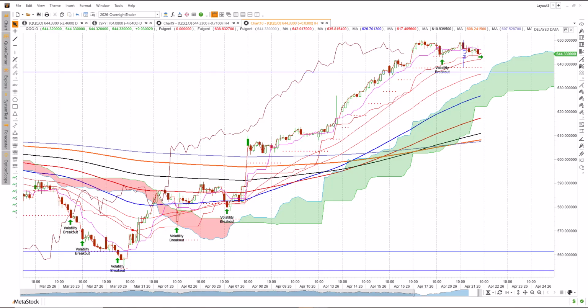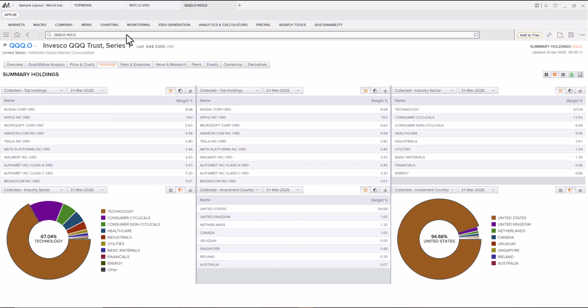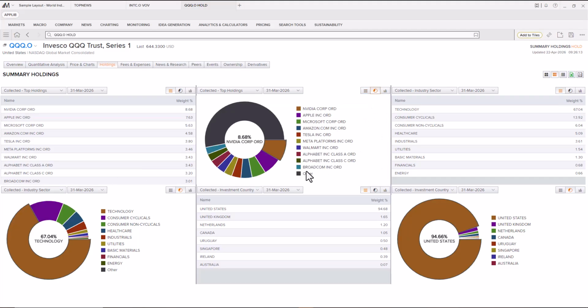Now just be aware that when you trade the ETF here, just be aware of the weighting, so you have an idea as to what the news flow of the large cap stocks that make up a big chunk of the index. Nvidia 8.6%, Apple 7.6%, Microsoft 5, Amazon 4, Tesla 3, Meta 3.6, Walmart, etc. So keep that in mind, that any kind of news flow would affect these stocks to the upside or downside. But so far so good.